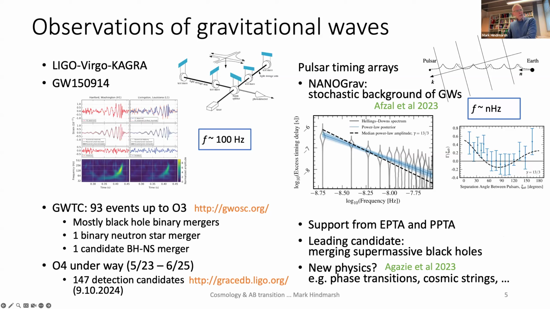So the leading candidate for this, if they are indeed gravitational waves, which most people are convinced they are, is merging supermassive black holes in distant galaxies. But the models are not quite giving the expected answer. So the expected answer is that this power spectrum should go as minus 13 thirds, but the best fit is actually slightly different. And so there's been a lot of investigation whether there could be some extra physics going on, such as phase transitions at the QCD scale, or cosmic strings, or something else.